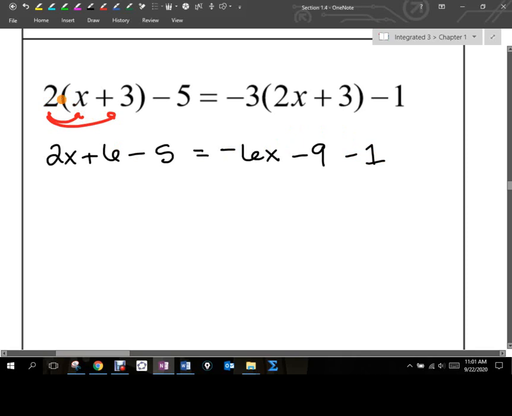All right, so when I distribute the 2 to the x plus 3, I get 2x plus 6, right? The minus 5 just gets brought down. Then I go negative 3 times 2x gives me negative 6x. Negative 3 times 3 gives me negative 9. And then the minus 1 gets brought down, right?